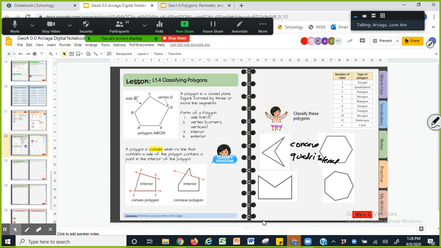Time is up, so everybody should be done right now. Thanks, Linnea, for helping us with the first one. Second example, please. The one on the right. What is it? Is it concave? Is it convex?